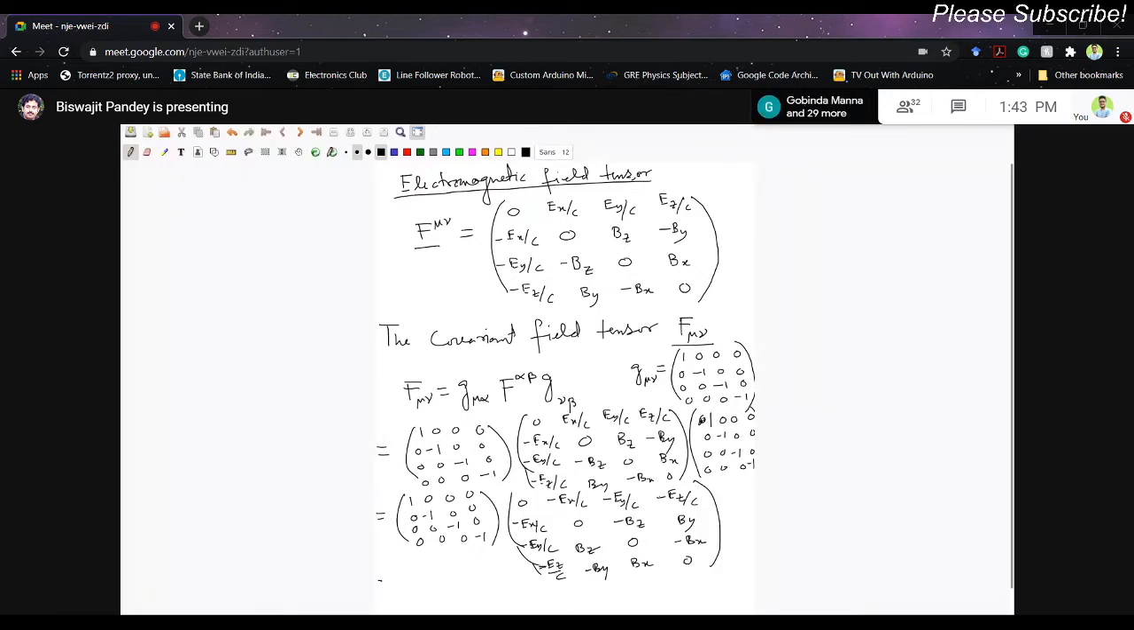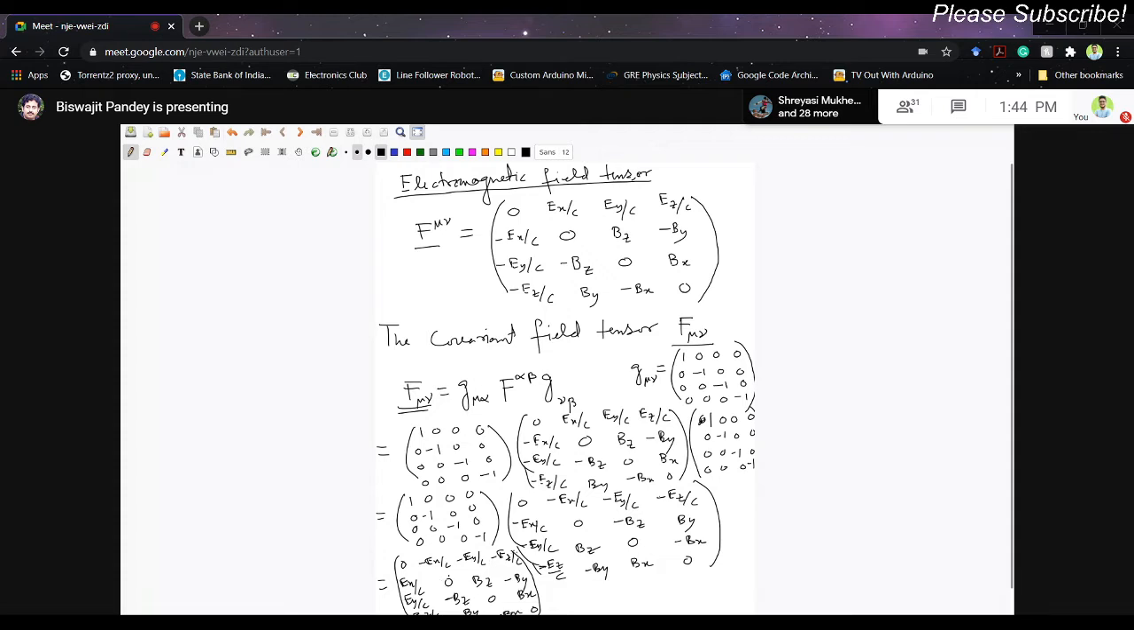Okay, so another step, and if you do this, this will be 0, minus ex by c, minus ey by c, minus ez by c, this line will be ex by c, this will be 0, bz, minus by, ey by c, minus bz, 0, bx, ez by c, by, minus bx, 0.